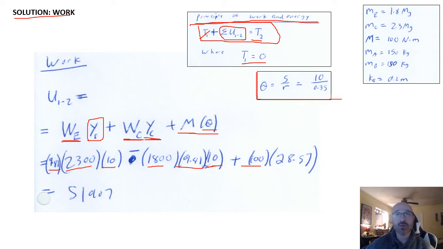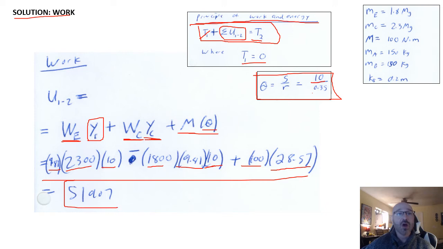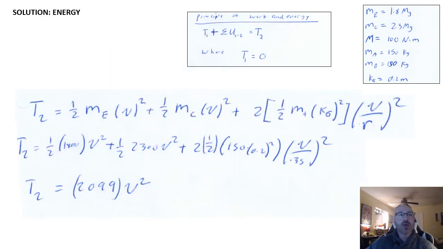by this relationship here. Theta is equal to our S over R, so that angle there is equal to the 10 divided by our 0.35. So this ends up being, when we do out our math here, 28.57 for the angle there. And we do out our math for this whole thing, we find that our work from 1 to 2, when we plug everything in, is 51,907.